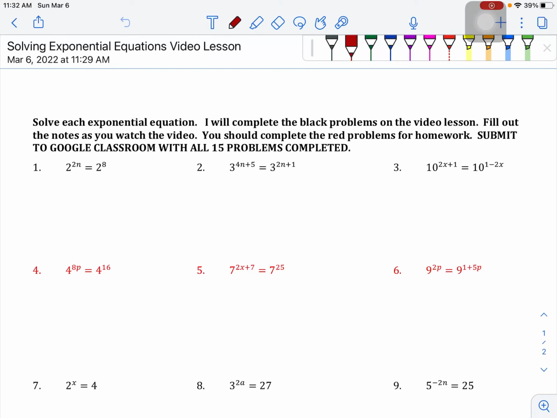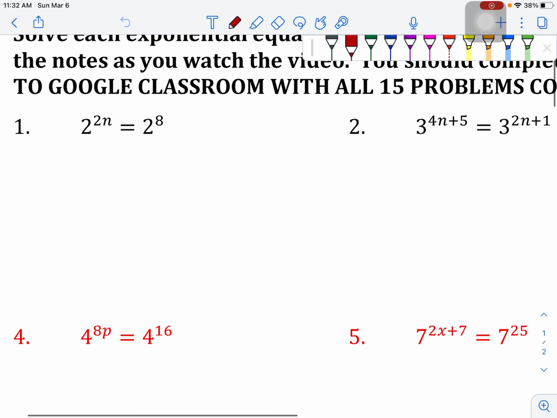Okay, this is the intro lesson to solving exponential equations. We need to solve for the variable, right? But all the variables are in the exponents. So our goal is that if the bases are the same, we can forget about the bases and just take the exponents and set them equal to each other and solve. Pretty easy.